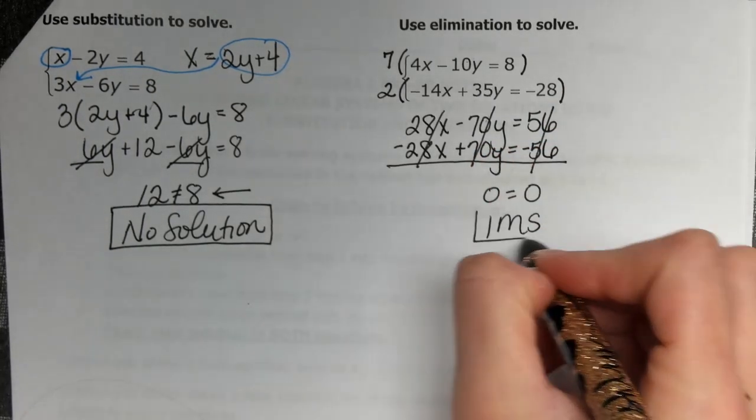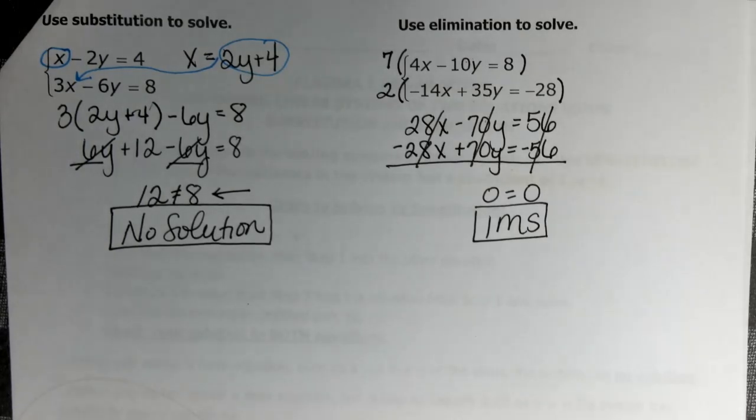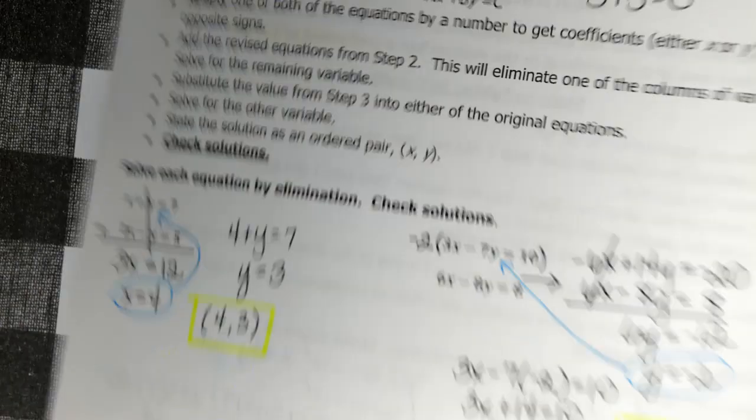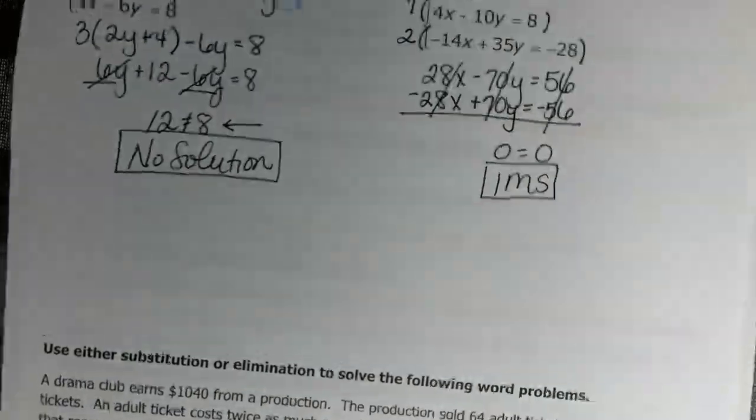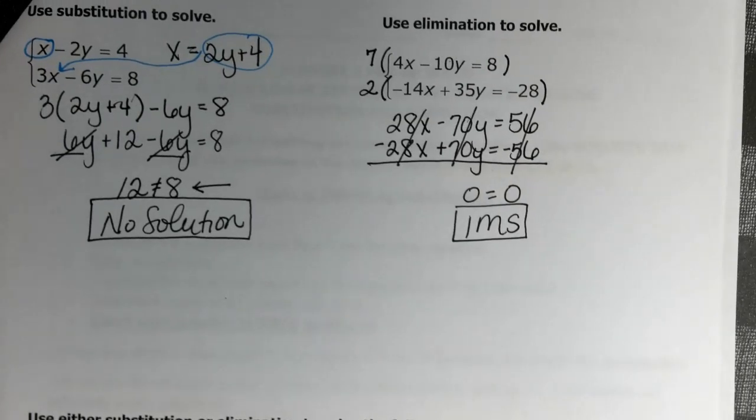Infinitely many solutions. So if the other examples gave me a solution, an ordered pair, what were those types of systems? Consistent and independent. And no solution, what does that look like? They're parallel and it's inconsistent. And infinitely many solutions, what does that look like? They're the same line and it is consistent and dependent.